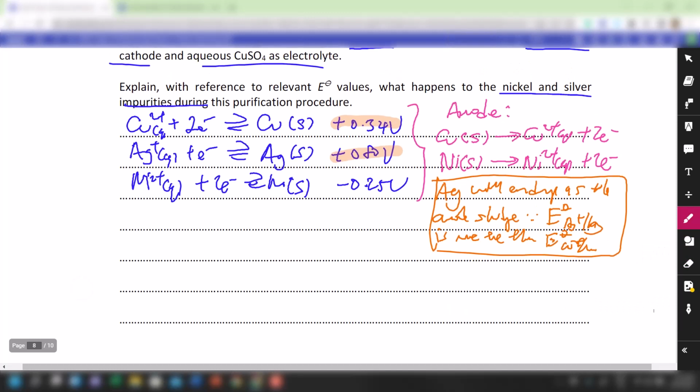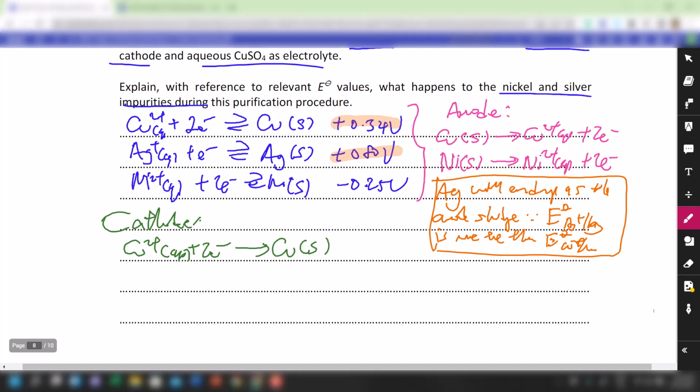Then at the cathodes, what happens at the cathodes? Because at the cathode, the cathode will attract all the cations present. So at the cathodes, I expect copper 2 to be reduced to copper. So I'm going to get copper solid here. However, nickel 2 will not be reduced to nickel, and nickel 2 will remain in the solution.